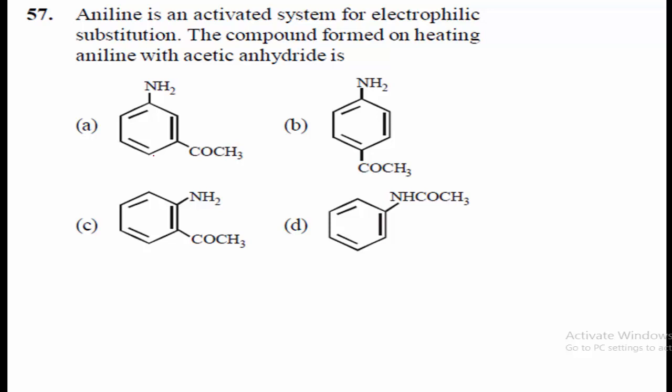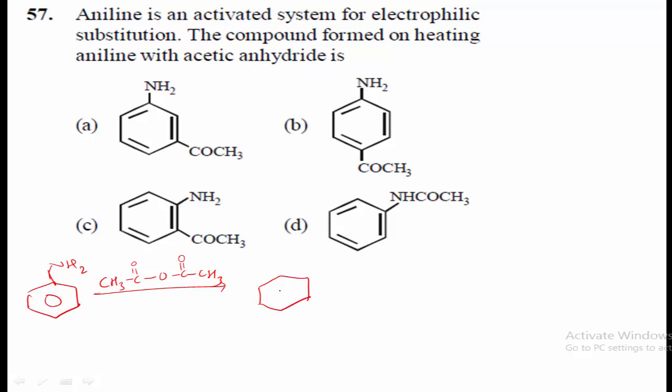Aniline is an activated system for electrophilic substitution. The compound formed on heating aniline with acetic anhydride is? How can we write the structure of aniline? Aniline has a benzene ring and NH2. This is the structure of aniline. Now, when it is treated with acetic anhydride, that is CH3, C double bond O, O, C double bond O, CH3, this is acetic anhydride. When it is treated with acetic anhydride, it will form NH, C double bond O, CH3 plus CH3COOH, which is acetic acid. So which compound will be formed here?